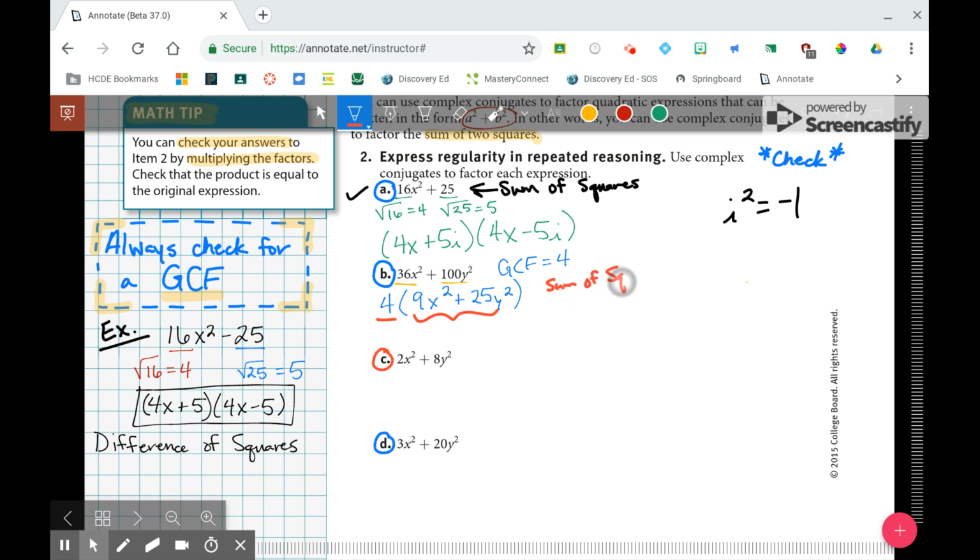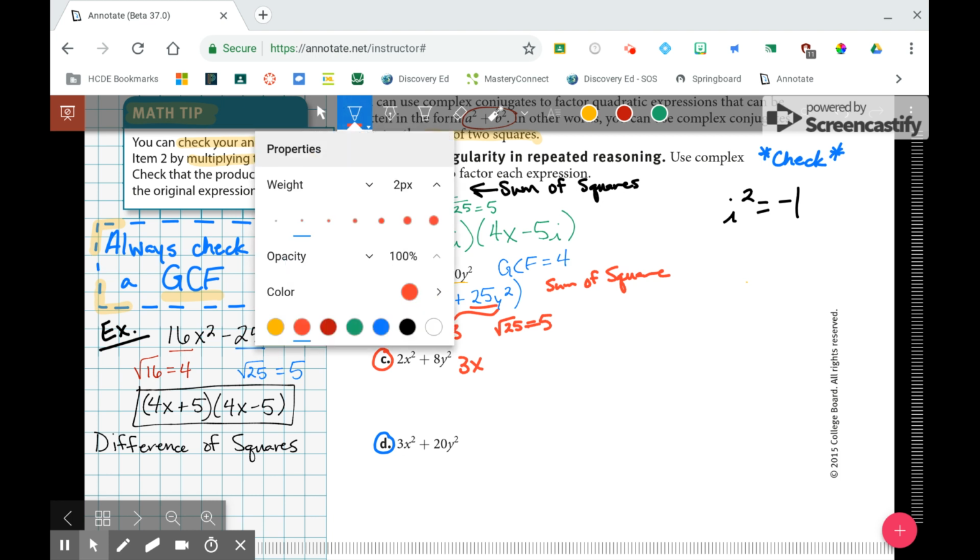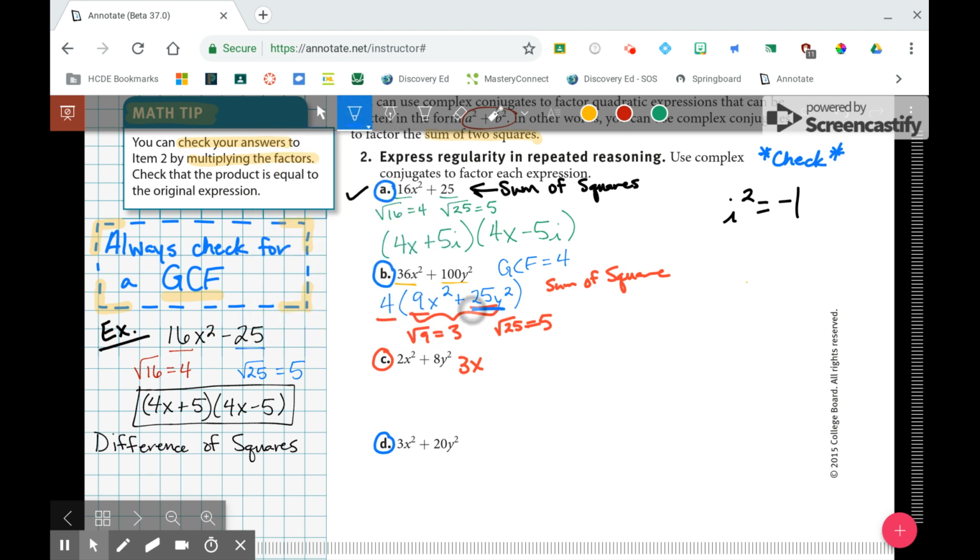of squares. Sum because we're adding squares, because we can take the square root of 9 and the square root of 25. Those are both perfect squares. Okay, so the square root of 9 is 3. The square root of 25 is 5. So notice when we take the square root of 9, we get 3, and the square root of x squared is x. This is a 3x. Then the square root of 25 is 5, and the square root of y squared is y.